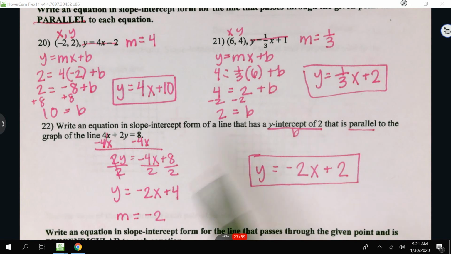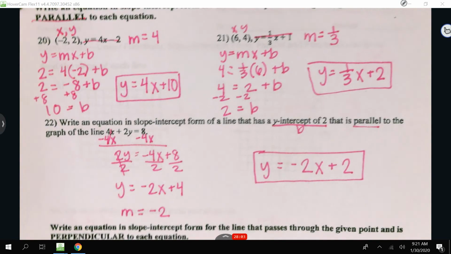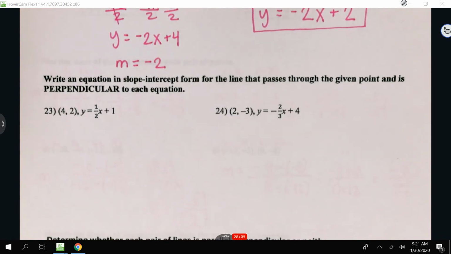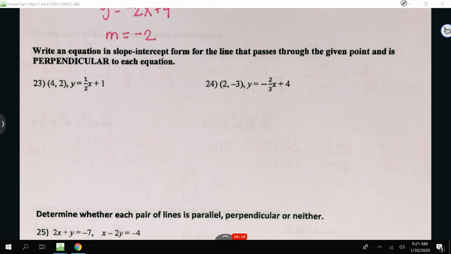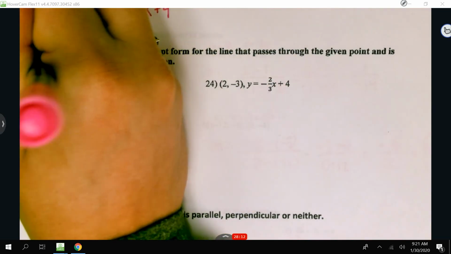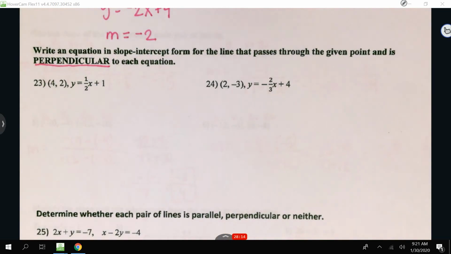Any questions on that one? Okay. All right, moving on to perpendicular. So now we're writing equations in slope-intercept form for a line passing through the given point that is perpendicular. So, am I going to have to find a new slope? Yes. The opposite reciprocal.